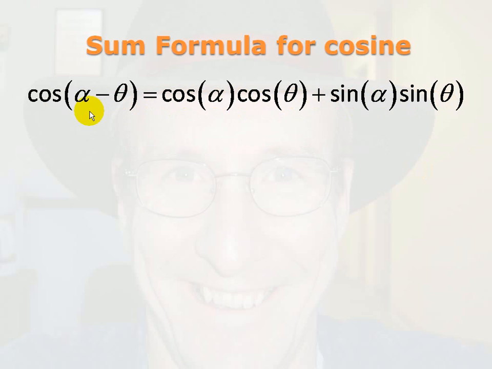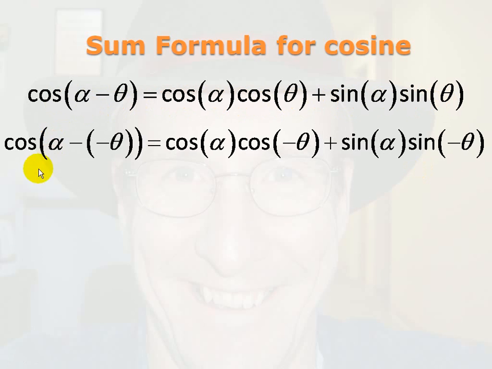Now, I want to use the same formula, but instead of alpha minus theta, let me just replace theta with negative theta. Okay? So that hasn't violated any rules. I've still got the difference of angles here. So I've got the cosine of alpha minus theta. Well, that, of course, would be cosine alpha, cosine negative theta, plus sine alpha, sine negative theta.